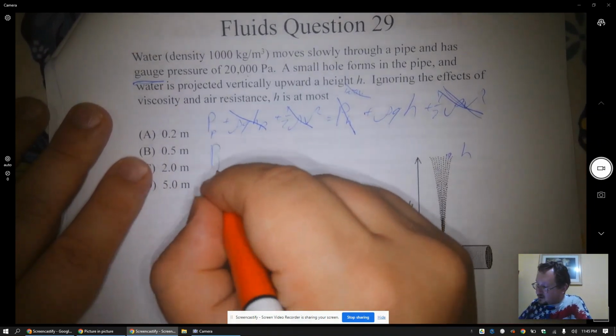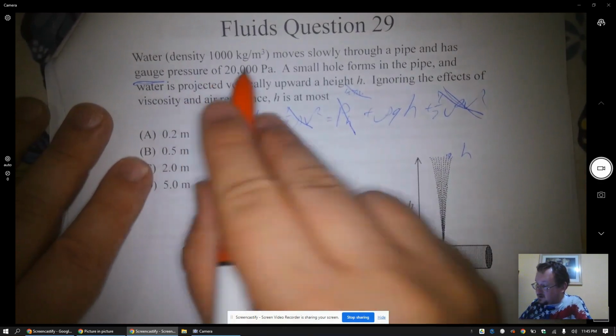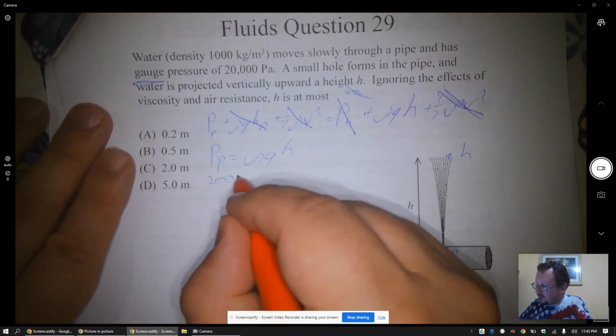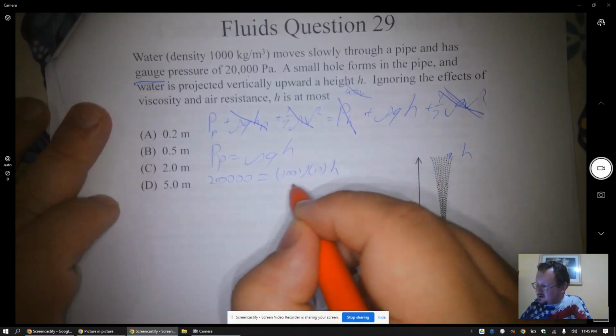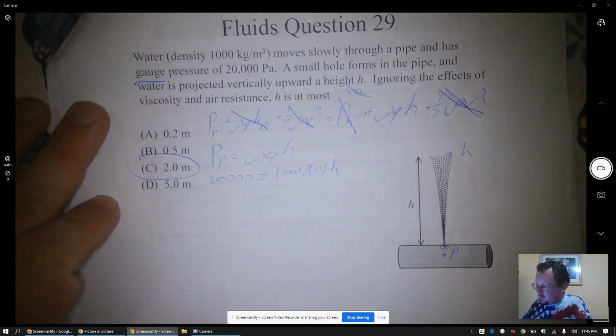And you get the pressure in the pipe, gauge pressure, equals rho gh. So 20,000 equals 1,010 h. Divide by 1,000, divide by 10, you get 2 meters.